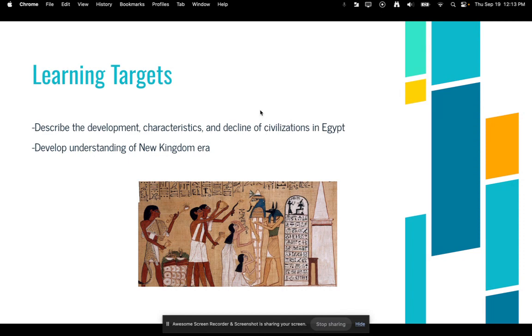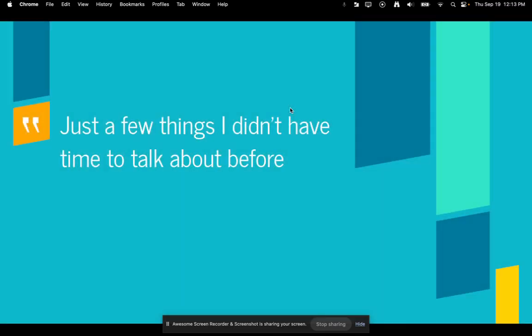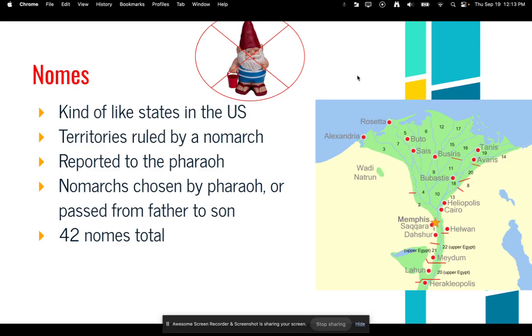So, learning targets: describe the development, characteristics, and decline of civilizations in Egypt and develop understanding of the New Kingdom era. Before we dive into the New Kingdom, there's just a few things about ancient Egypt that I didn't get to talk about beforehand that might pop up when you're researching a pharaoh for your Unit 2 summative. So, I want to go through some of those.